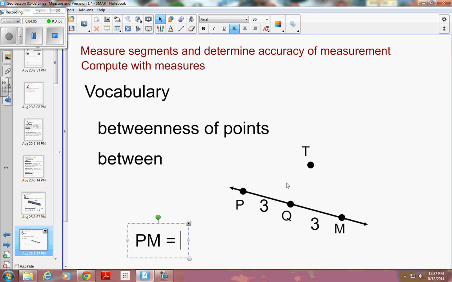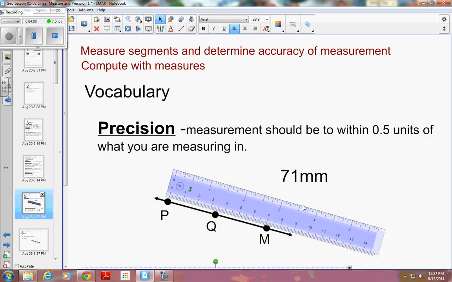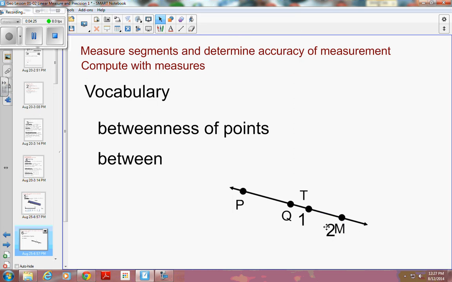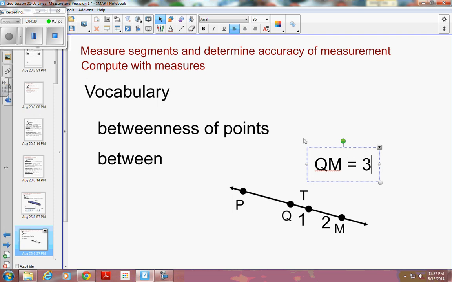Okay? Likewise, if I put T on here, the distance from Q to T, if I said that was 1, and the distance from T to M, if I said that was 2, then the distance from Q to M would have to be equal to 3, because those would all have to add up. So that's what betweenness is. Betweenness on the line, and then the distances have to add up.